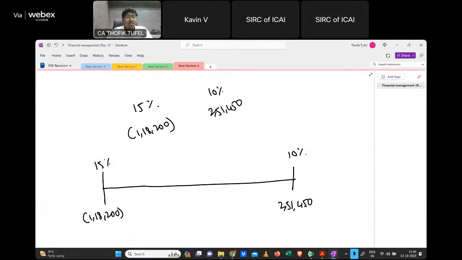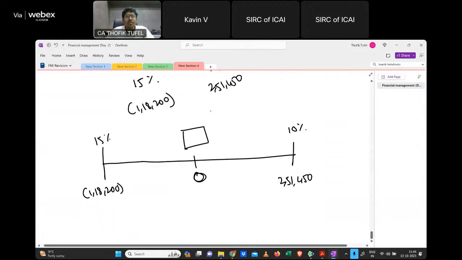Now see, if my rate was 10 percent and I increase my rate to 15 percent, my NPV becomes negative. What I want is the rate at which my NPV should be 0. With some increase over 10 percent, I should get the NPV as 0, correct? This is my ultimate objective.